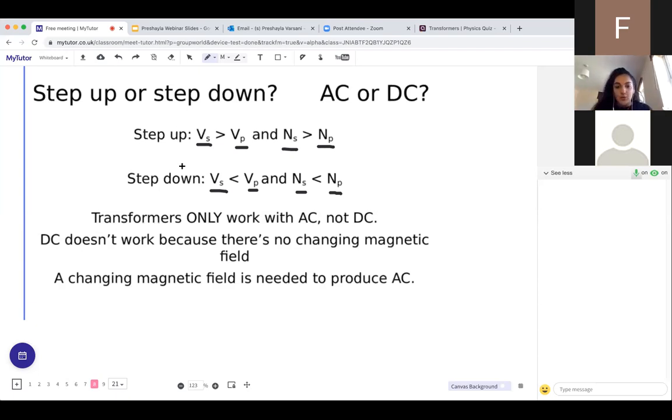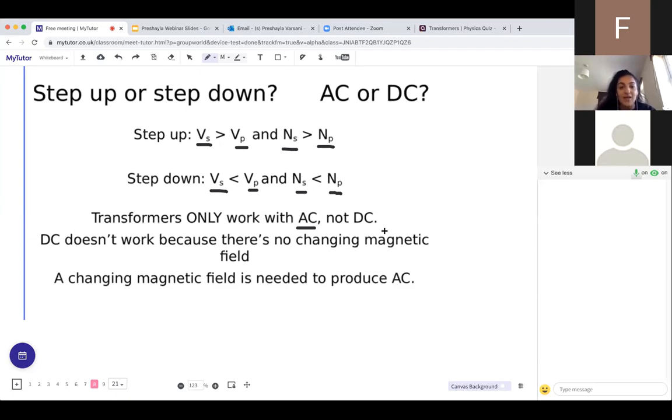Now, AC or DC? Transformers, and this is really, really important, only work with AC. They do not work with DC, okay? They only work with alternating current. DC does not work because DC is only in one direction. Because it's only in one direction and never changes quantity, the magnetic field never changes. And if the magnetic field never changes, we can't produce an alternating current.